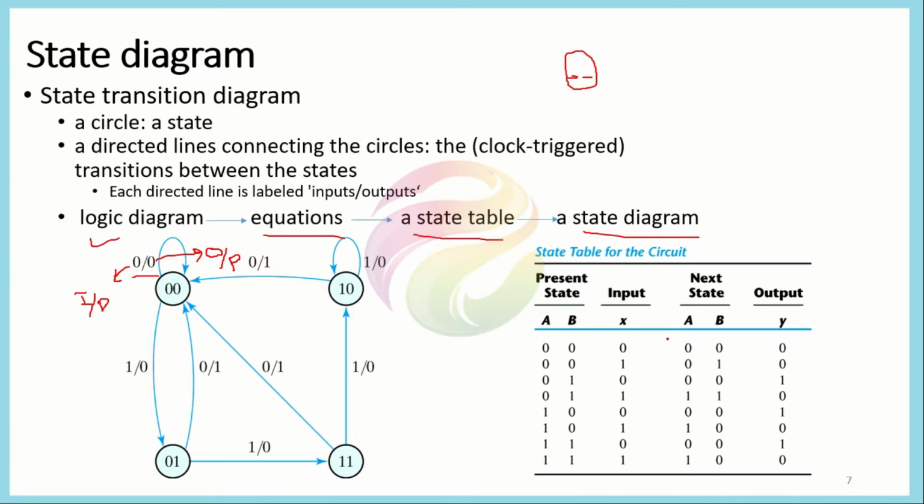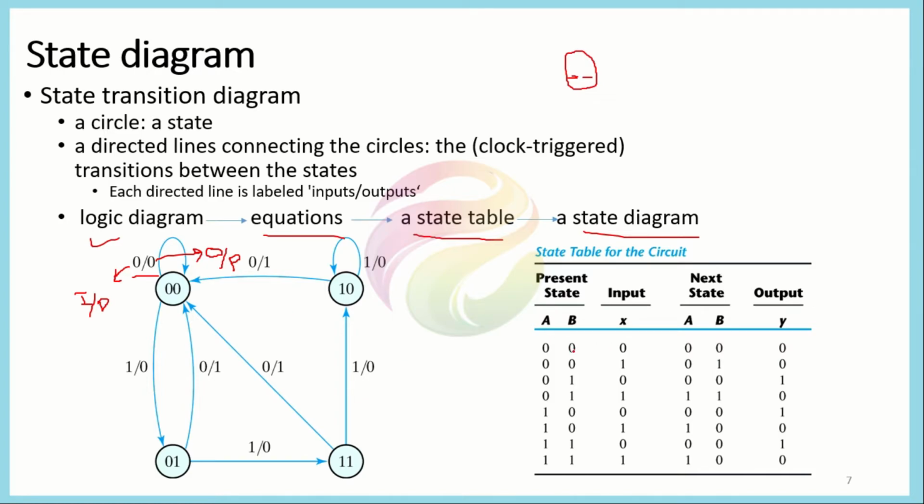So from viewing this table, we can easily construct the state transition diagram. For a state transition diagram, first we draw all these separate states. First we draw the 0 0 here, 0 1 here, 1 0 here, and 1 1 here. And then we look at the input.